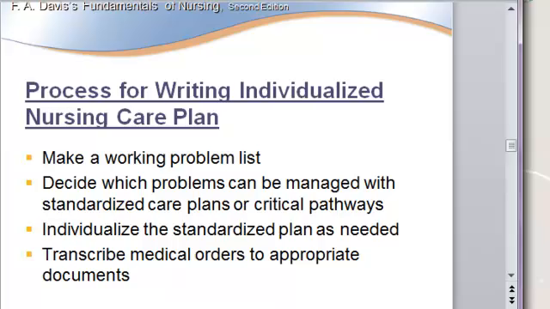So we want to make sure that we look at, we want to individualize, we want to transcribe those written ADLs and basic care needs, in either the computer or the care plan itself, and then make sure that you develop some problems that are not just a standardized form.